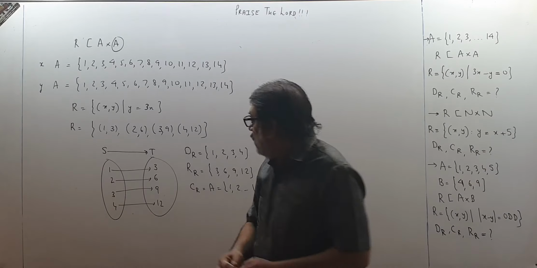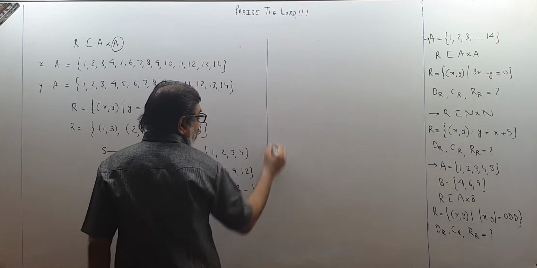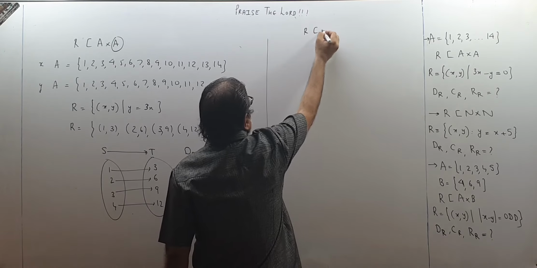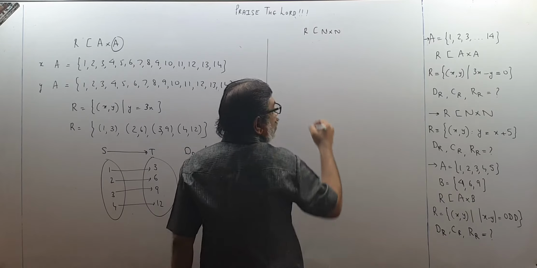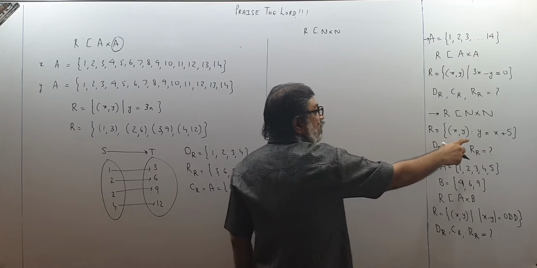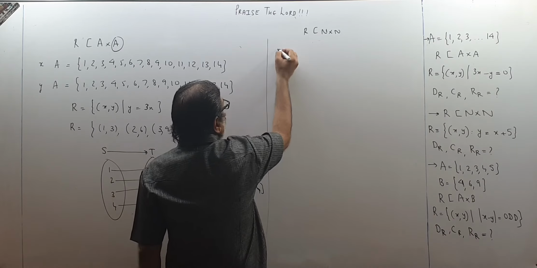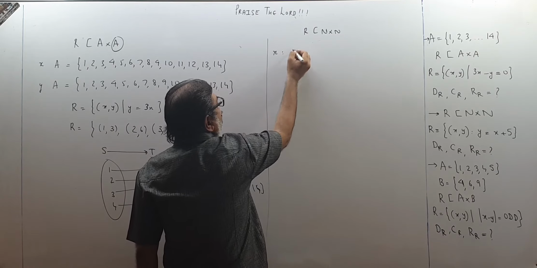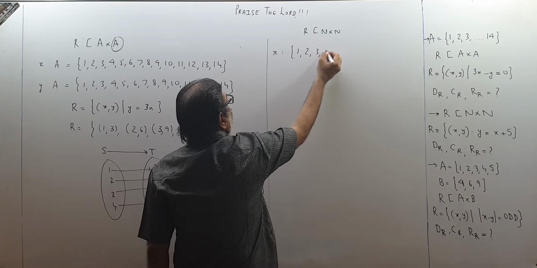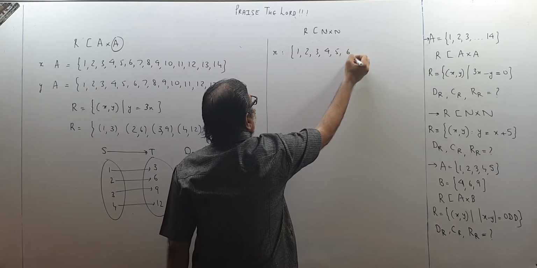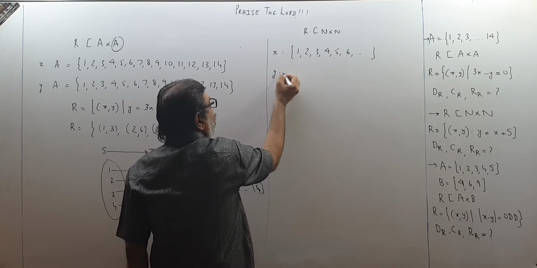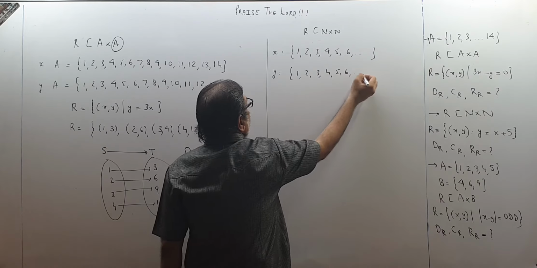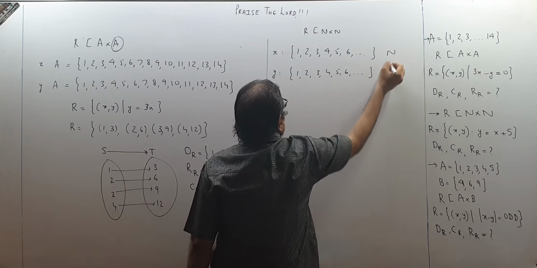Okay, so if this is clear, let me go to next. Second one, R is subset of N cross N. Then what is next? R is {(x, y) such that y is x plus 5}. So first set will be N, which will contain x from 1, 2, 3, 4, 5, 6 like this, three dots. Y will be picked up from here only: 1, 2, 3, 4, 5, 6, three dots. This is set N and this is set N.